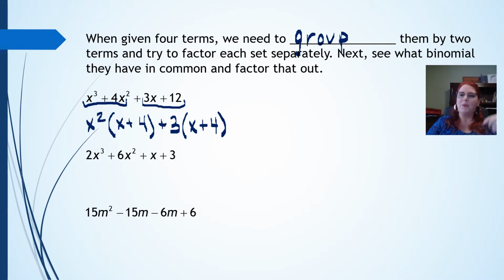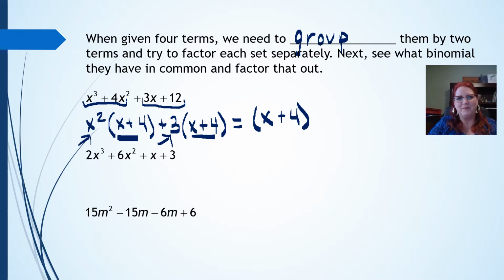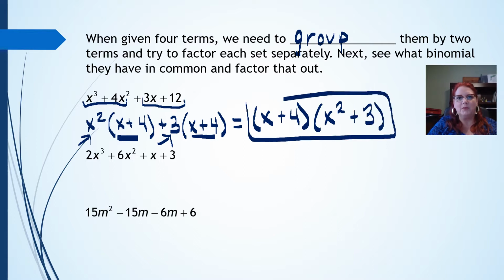Now it looks like what we were just doing. So x plus 4 is my common factor. And it's being multiplied to the x squared and the 3. And that's our factored polynomial. Let's try that again on this one and this one.